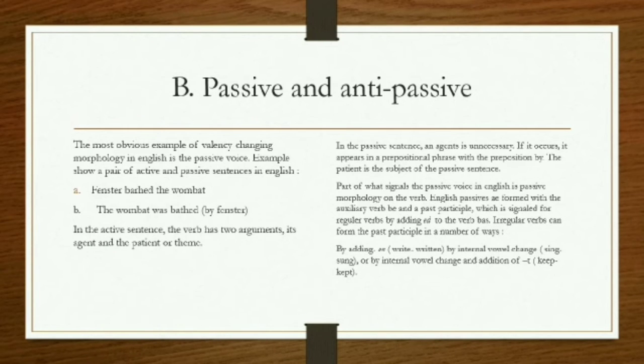B. Passive and antipassive. The most obvious example of valency changing morphology in English is the passive voice. Examples show a pair of active and passive sentences in English. A. Fenster bathed the wombat. B. The wombat was bathed by Fenster. In the active sentence, the verb has two arguments, its agent and the patient or theme. In the passive sentence, an agent is unnecessary, but if it occurs, it appears in the prepositional phrase with the preposition by. The patient is the subject of the passive sentence.